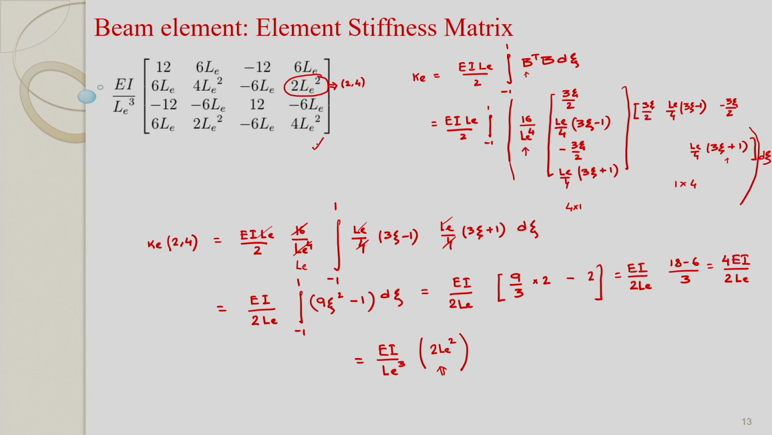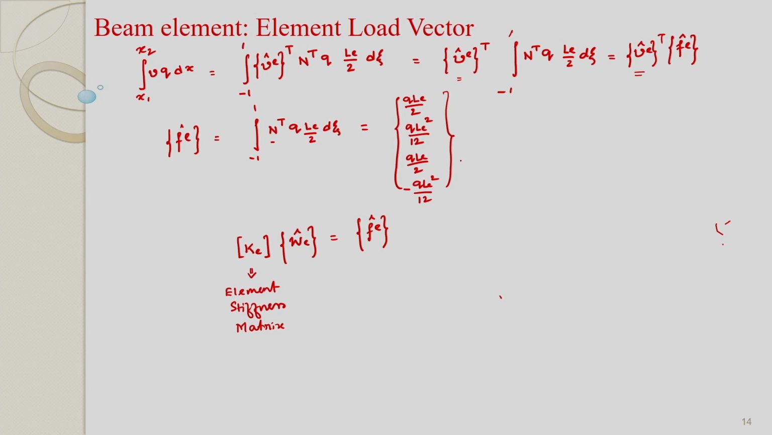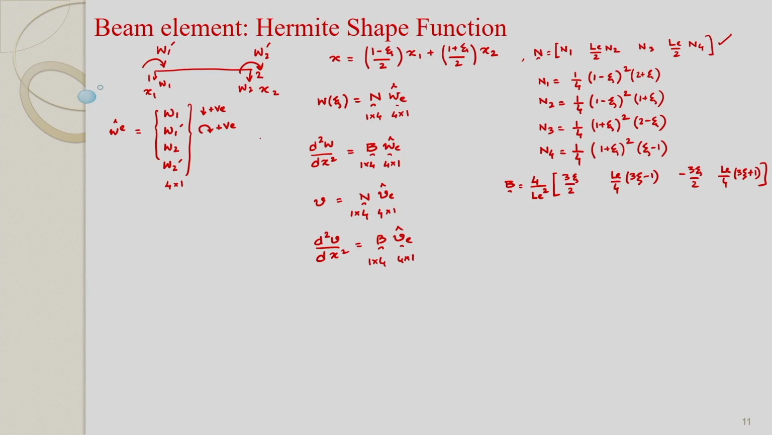is this matrix, and our element load vector for uniformly distributed load is this, and WE is this 4 cross 1 vector considering deflection and rotation at 2 end nodes. Now, we will solve 2 examples using this beam formulation.